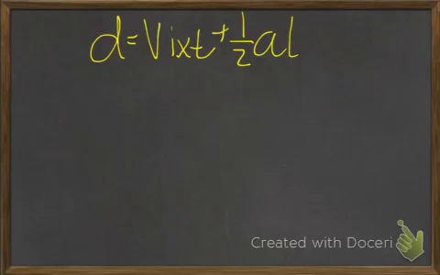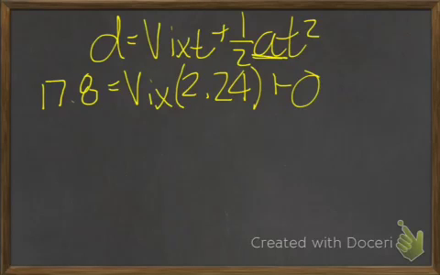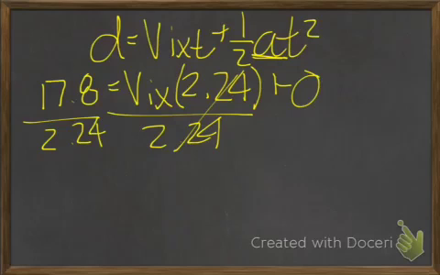I can use my equation: displacement equals initial velocity of x times time plus 1/2 acceleration times time squared. The displacement of x is that 17.8 meters that they gave us, equals the initial velocity of x, which is what I'm solving for, times the time of 2.24, plus 0, because that acceleration in the x direction is going to cancel that whole section out. So I just divide both sides by 2.24, and I get that the initial velocity of x is 7.94.